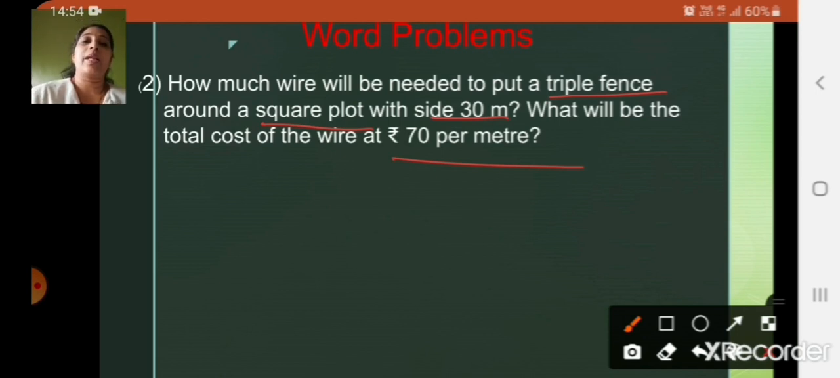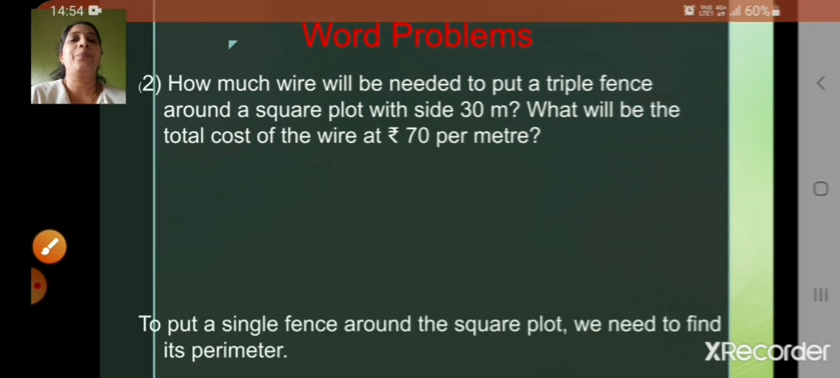So read the question, children, carefully. There are 3 parts in this question, as I told you, right? First of all, the square plot is given. So first you will find out the perimeter of the square. Then second part is a triple fence has to be put. So you will multiply that perimeter into 3 times. And then last part is you have to find out the total cost, right? The per meter cost is given. You have to find out the total cost by multiplying it, right? So let's have a look at the answer.